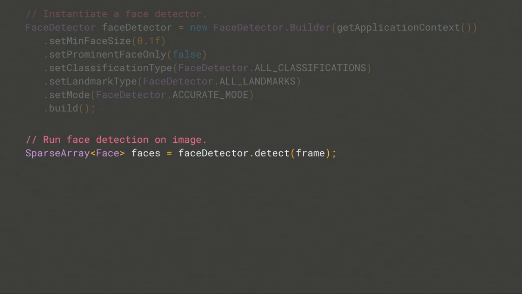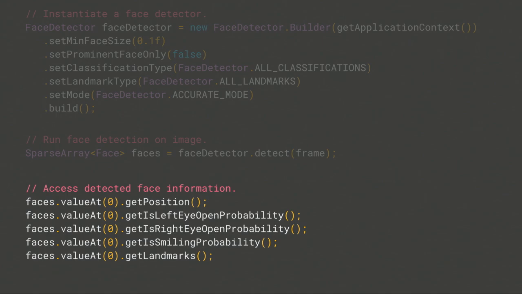Once you have the instance of the Face API, you can apply it on a static image, and you can get all this information about the face, including the position of the face. And if you enable the classification, you can get the probability of whether the eye is open or not, and whether the person is smiling. Of course, if you enable landmark detection, you can get a list of landmarks of the face.